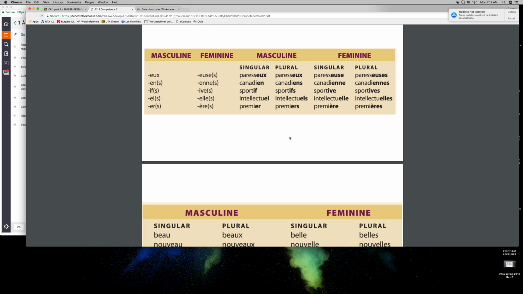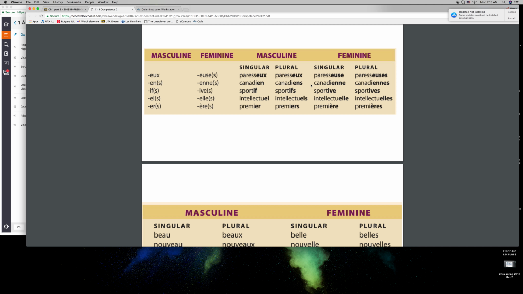These are some adjectives that are irregular in form. If it ends in -eux, the feminine version of that adjective is -euse. If the ending is -en, it is -enne; if -if, -ive; -el, -elle; -er, -ère. And we've discussed these previously. Okay, so paresseux, paresseuse. If the singular ends in an X, you don't have to add an S. The X is also the plural.